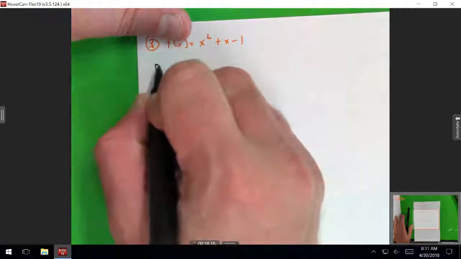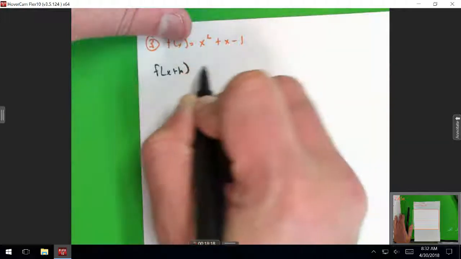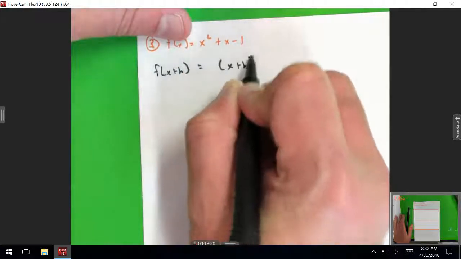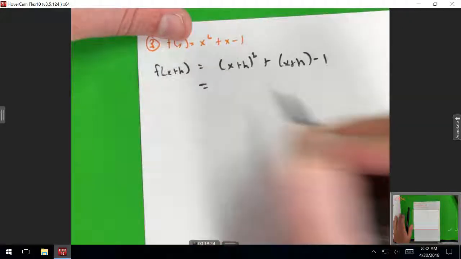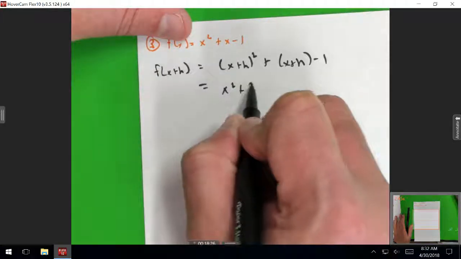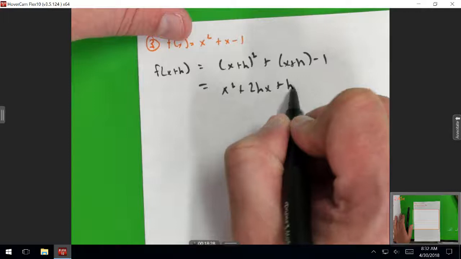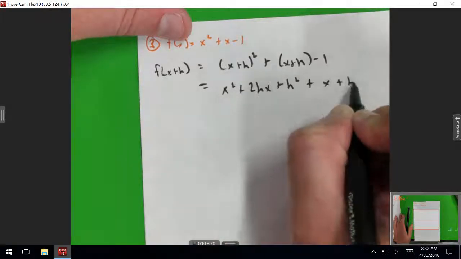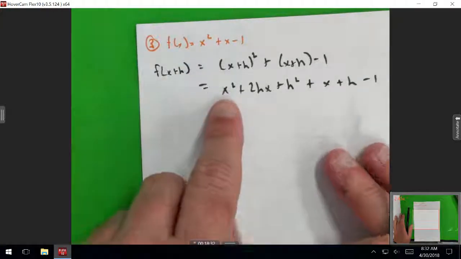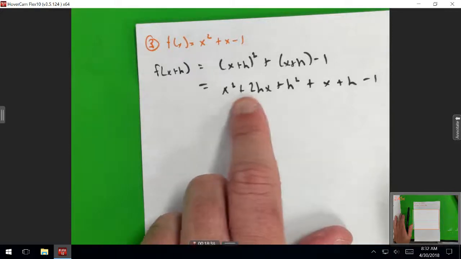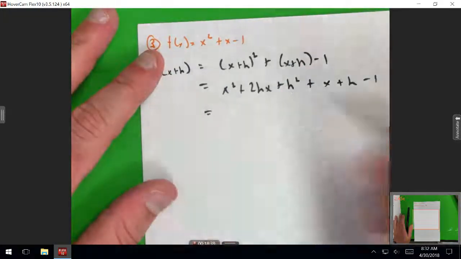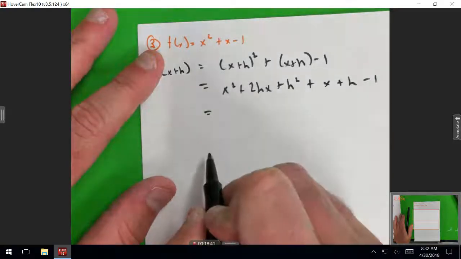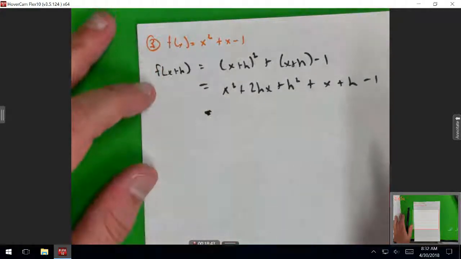Okay. On this one, I will first find x plus h. That would be (x plus h) squared plus x plus h minus 1. I've got to square that out. So I FOIL that out as x squared plus 2hx plus h squared, plus that. Okay, so that's what that is. So I'm going to go down here.